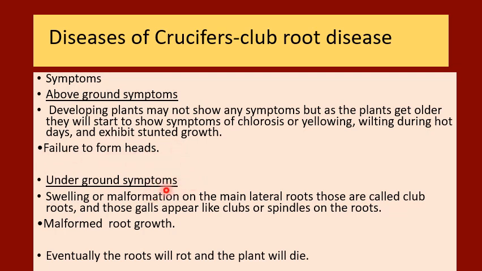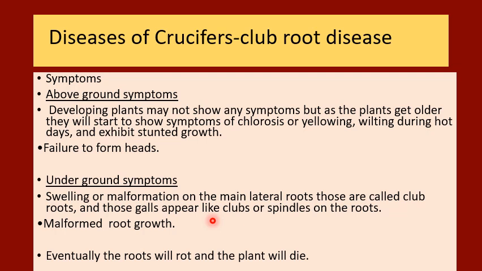Then underground symptoms: if we uproot the plants, we can see the swelling of the lateral roots, in club shape or spindle shape. Those are called clubs. That's why it is called clubroot disease. Actually, they are galls.